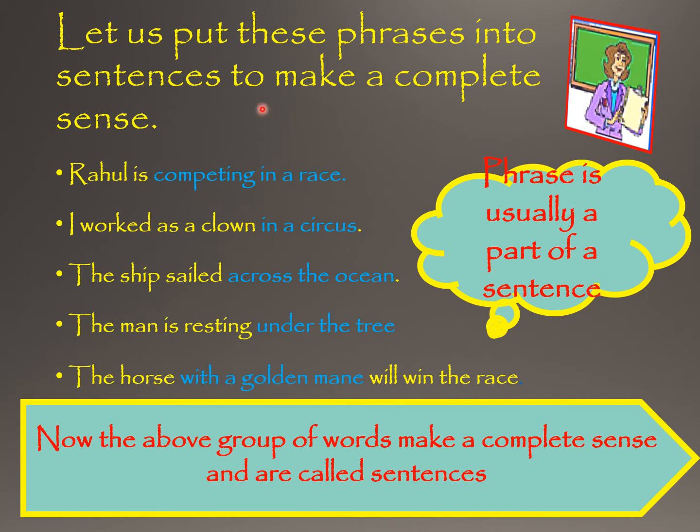Now, the group of words highlighted in blue are phrases, and when we add the yellow words, which consist of a subject and verb, to the phrase, then it becomes a complete sentence and is able to convey the complete meaning. So we can also say a phrase is usually a part of a sentence. So now the above groups of words make complete sense and are called sentences.